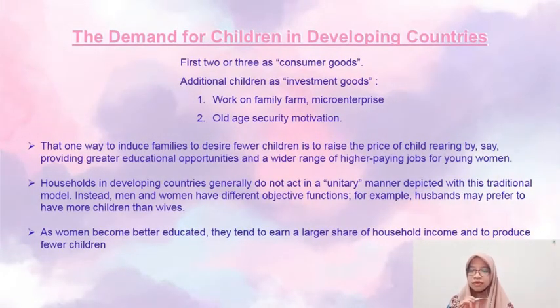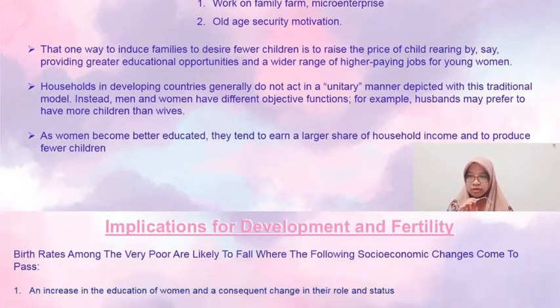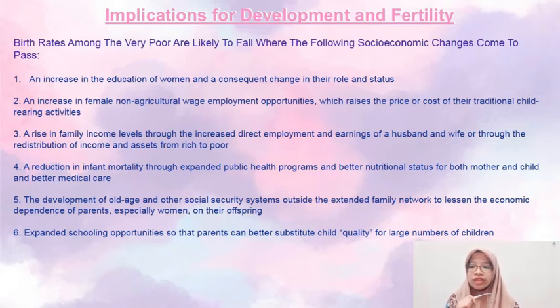Next, the demand for children in developing countries. The first 2 or 3 children are considered as consumer goods, while additional children are considered as investment goods, which will work on the family farm or micro enterprise and are also used as old age security. Next, let's look at the implications for development and fertility.